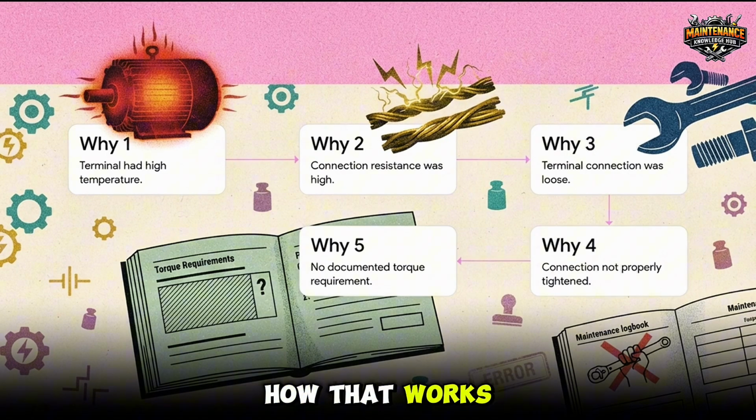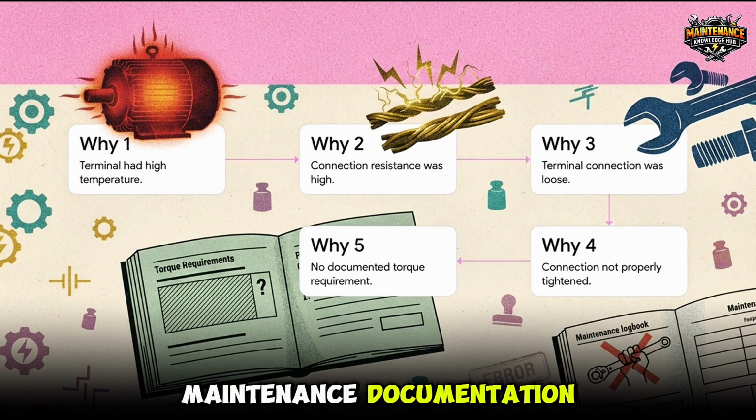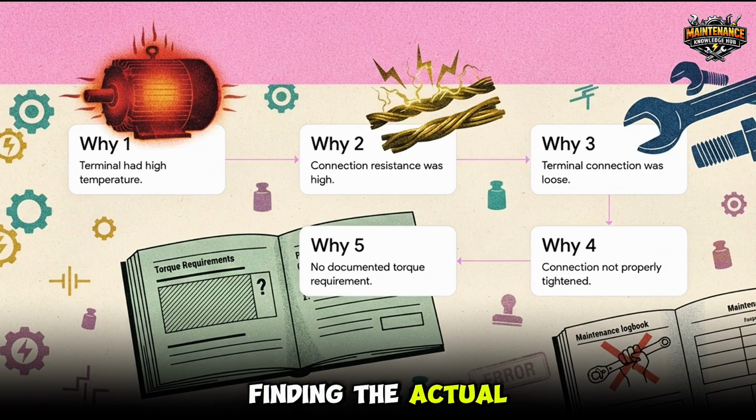Do you see how that works? The root cause isn't just a loose wire. It's a massive weakness in the administrative maintenance documentation. Finding the actual root cause ensures this never happens to any other motor in the entire plant ever again.